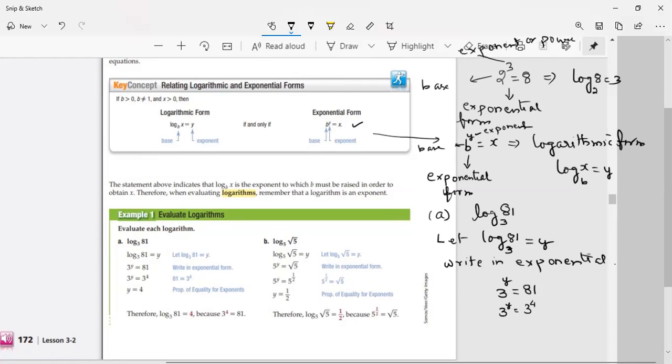Then like this, now both sides we have the property of equality for exponents. If bases are the same, then exponents are the same. So the bases are the same, then the exponents will be equal. 3 raised to power y is equal to 3 raised to power 4, which will give you y is equal to 4. And what was our y? y was the value of this log. So therefore, we can say we got the value of log 81 to the base 3 is equal to 4. Answer.